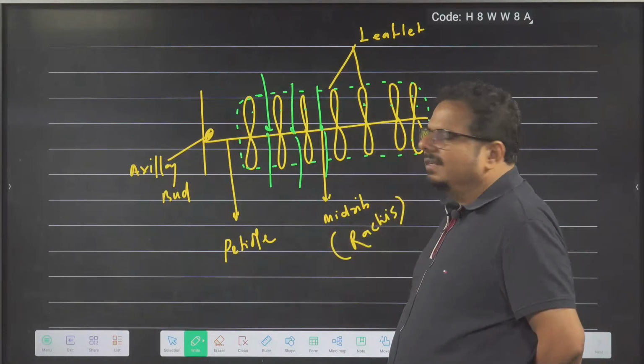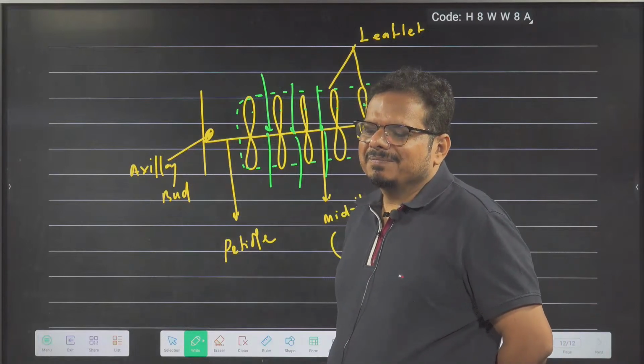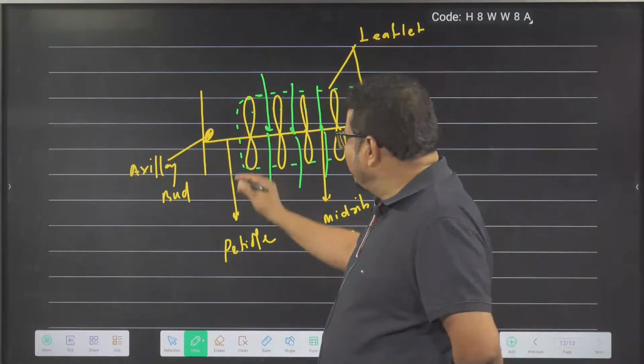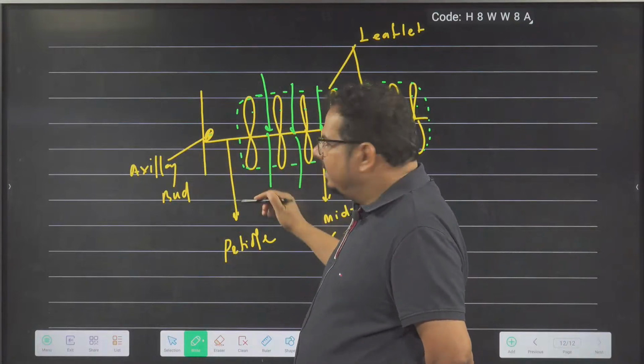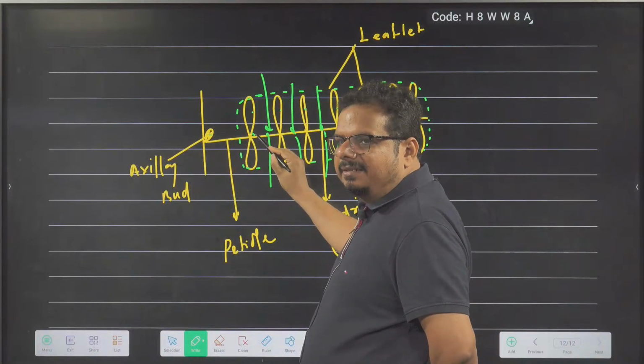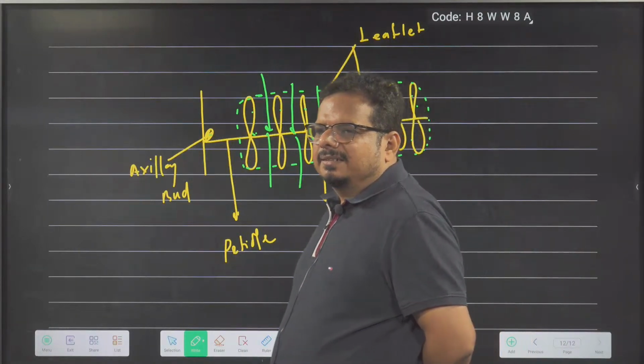So this is leaflet. So are you able to differentiate between leaflet and branch? This is basically axillary bud. So here it is a leaf. Here axillary bud is not there. Hence it is a leaflet. Did you get the idea? Understood? Clear in the mind?